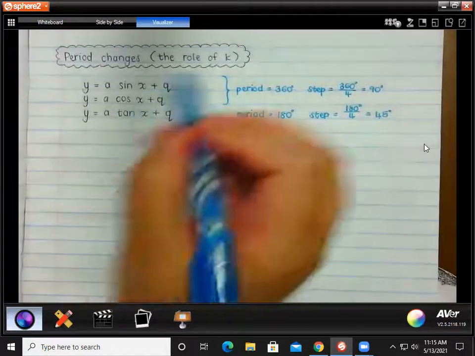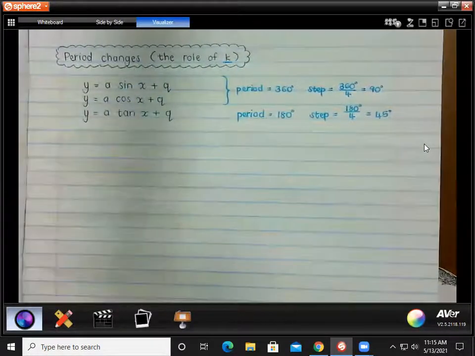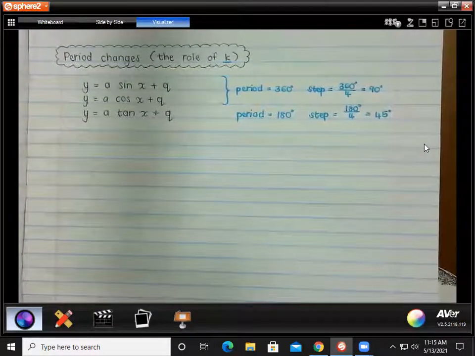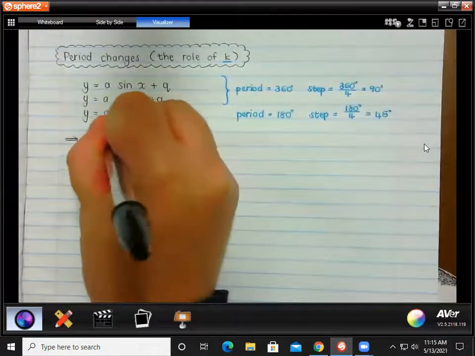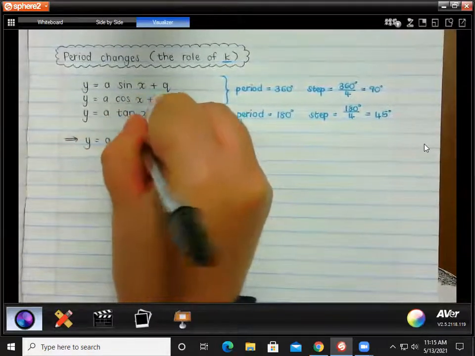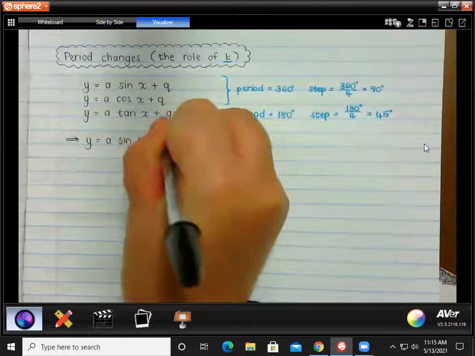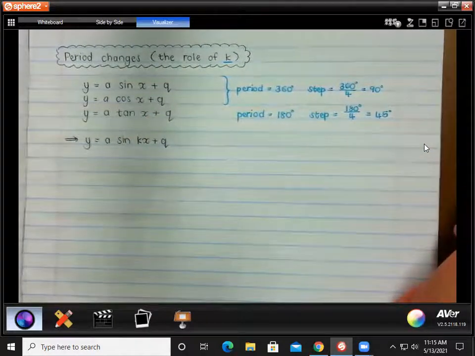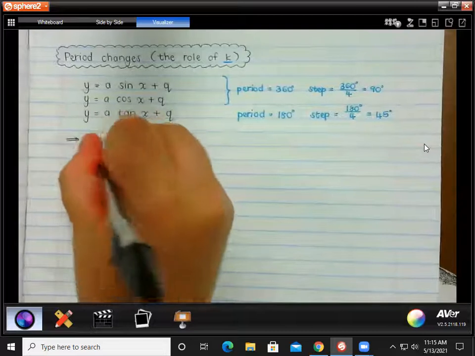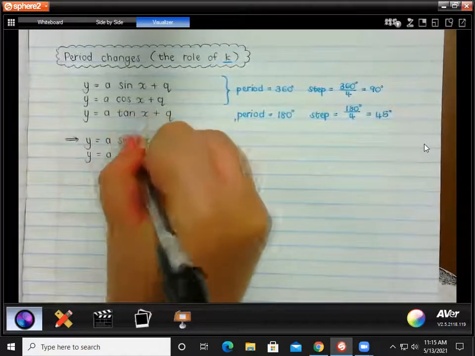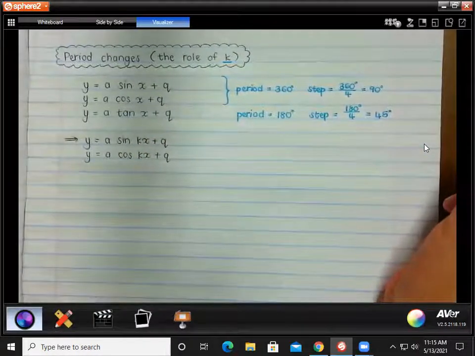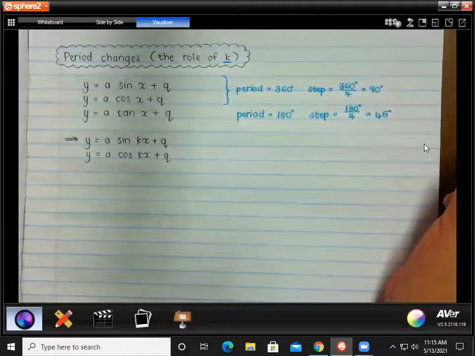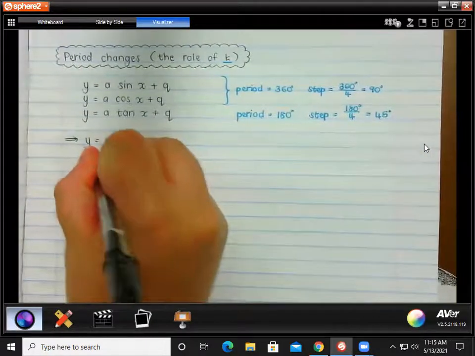Now we are introducing a new variable, right? A new parameter, we call it, because it affects the graph in some way, and that is k. So now we are going to have something like this: y equals a sin kx plus q. That k will be the coefficient of x. You'll see when we're doing examples. Same thing with cos: k is now a number that will be written in front of the x. And then the same with tan.